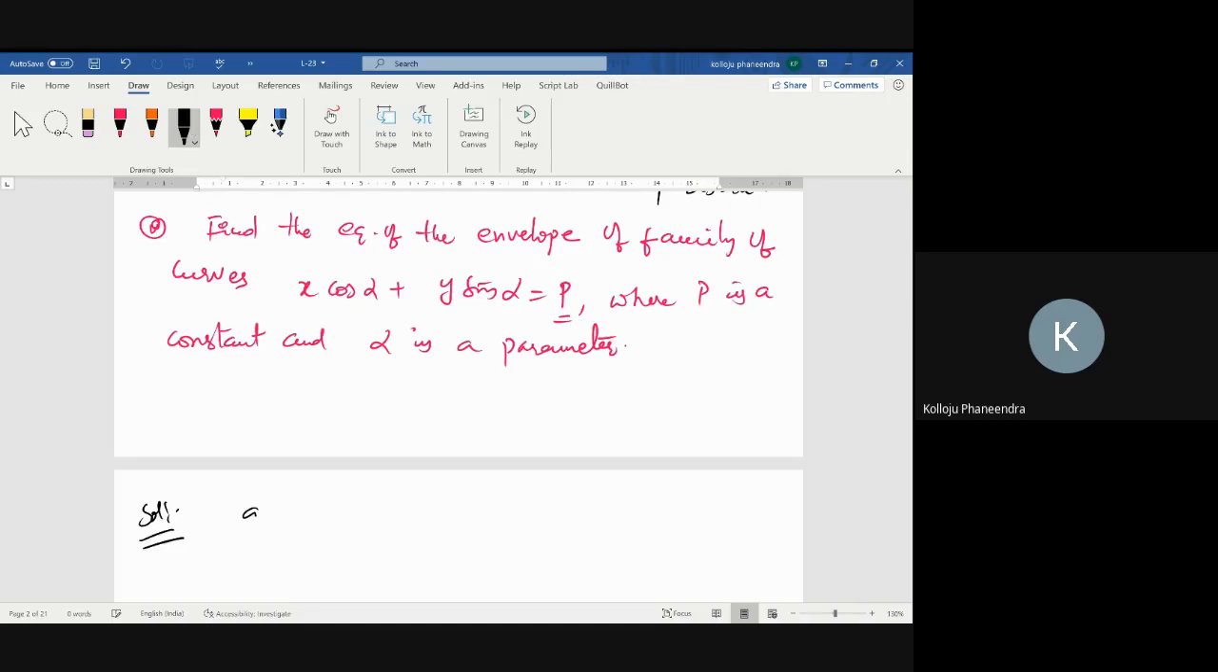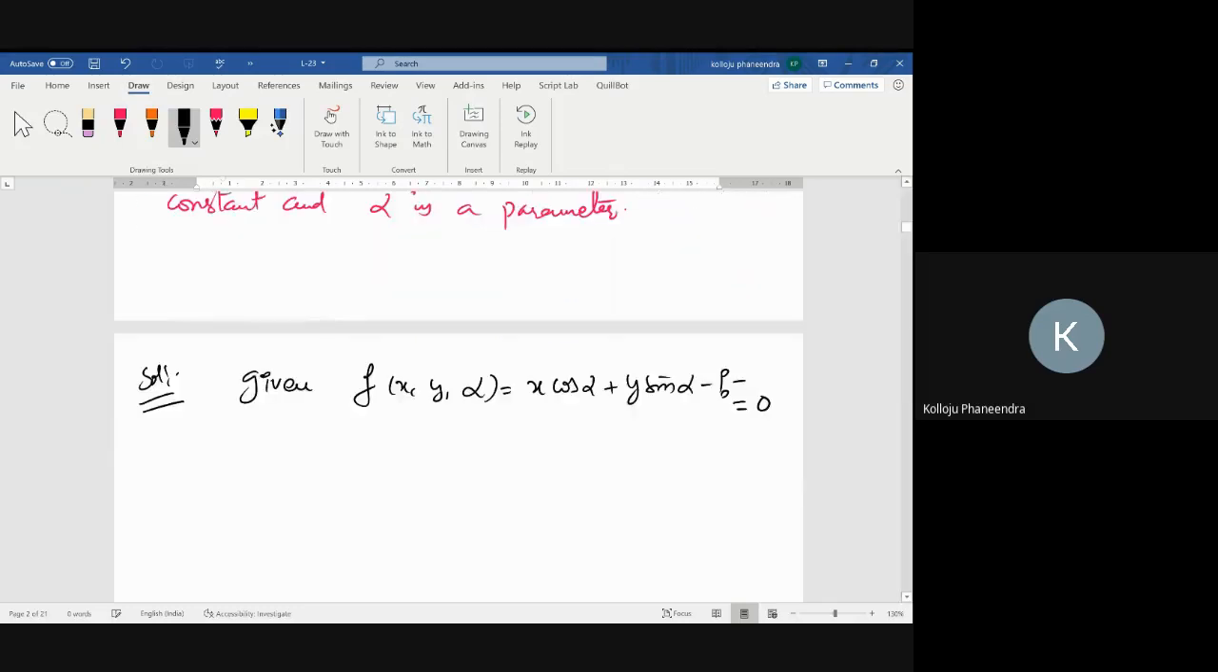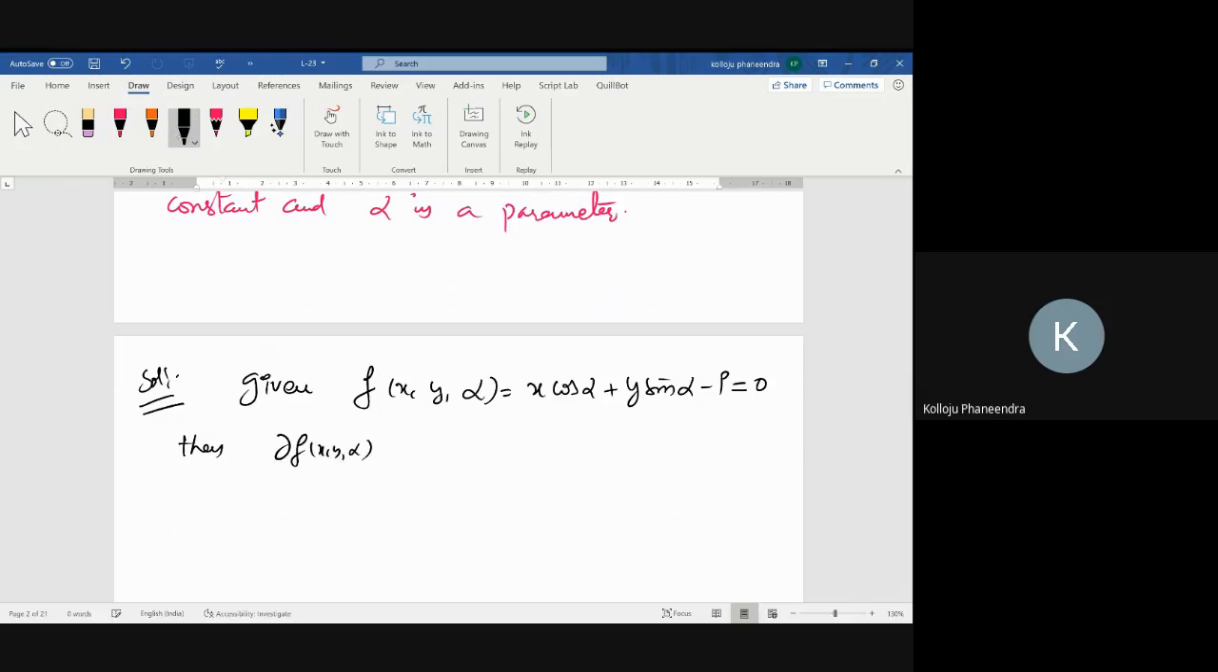what is the first one given? F of x comma y comma, what is the parameter? Alpha only. Now this is equal to x cos alpha plus y sin alpha minus p equal to 0. Then what is the derivative? Dou f of x comma y comma alpha by dou alpha equal to 0 implies this is minus x sin alpha plus y cos alpha equal to zero, right?